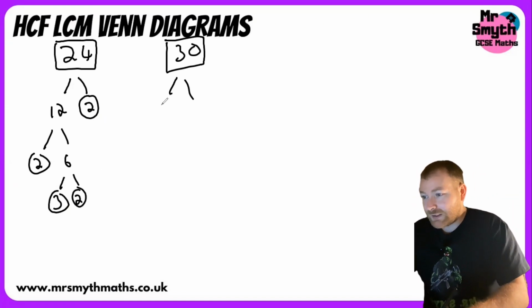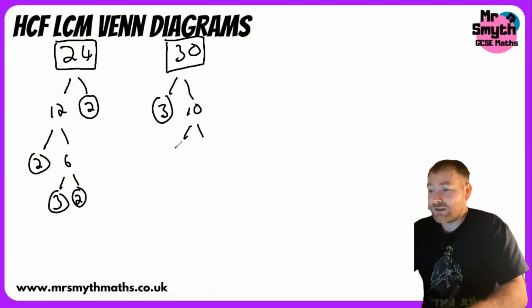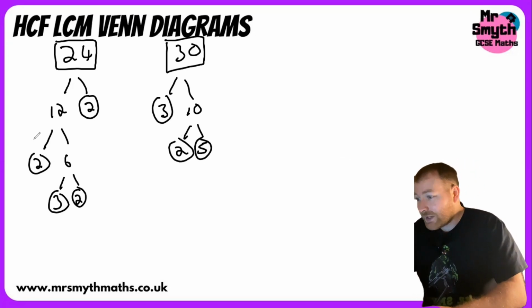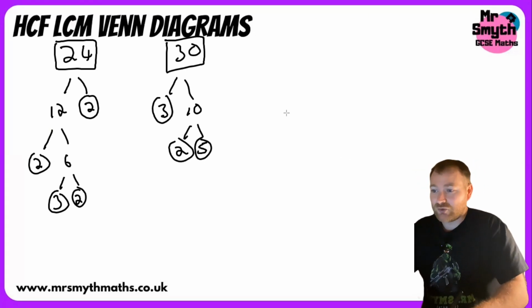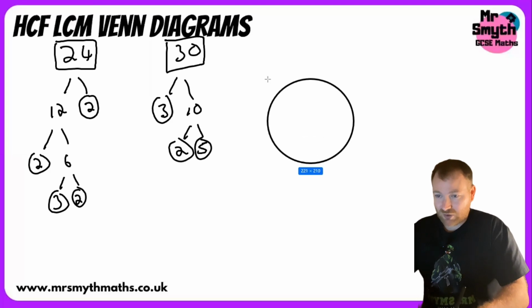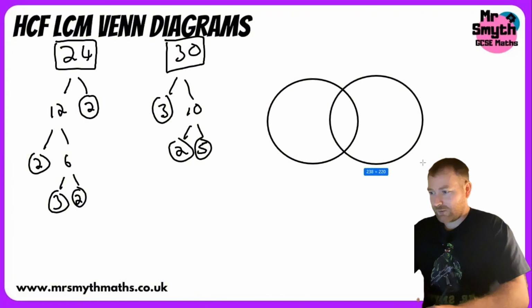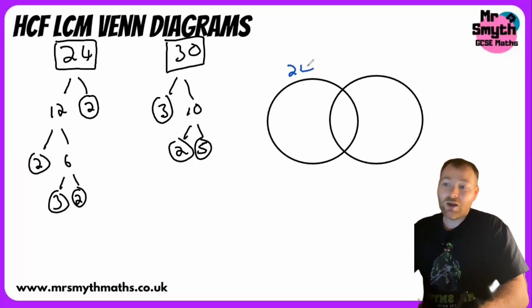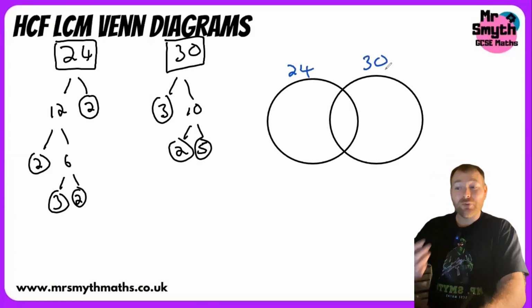The number 30, let's write this as 3 and 10. 3 is a prime number, 10 is going to be 2 times by 5, and we've listed all the prime numbers. The next thing we need to do is draw 2 circles, so a Venn diagram, so 2 circles. Okay, now on top of one, we're going to write down the number 24. On top of the other one, we're going to write down 30.